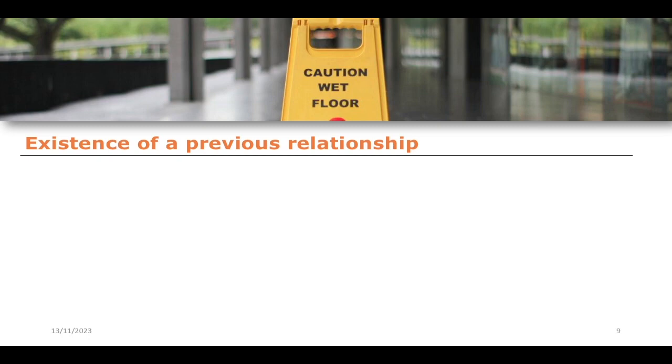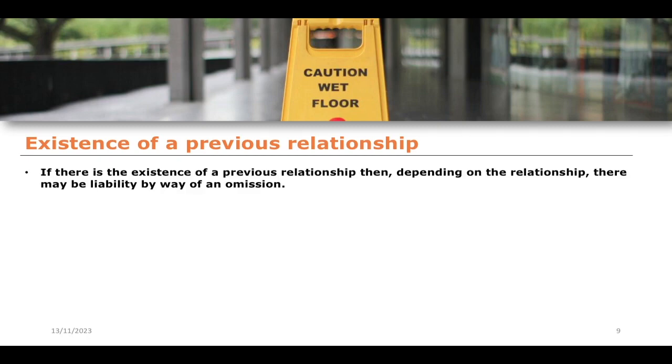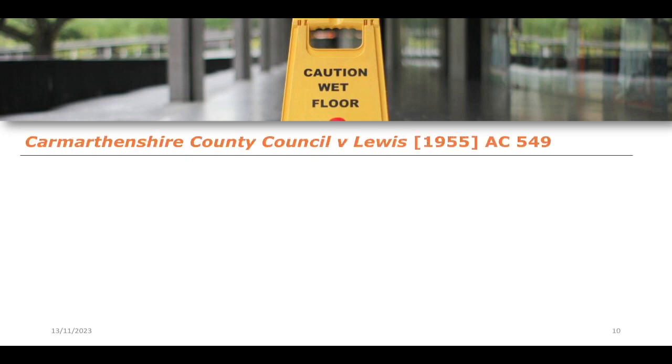Finally then, what about the existence of a previous relationship? What does this mean and how does this apply? Well, if there is this existence of a previous relationship, then depending on what this relationship is, there can exist omission-based liabilities. And one of the key cases here is the 1955 case of Carmarthenshire County Council v Lewis.